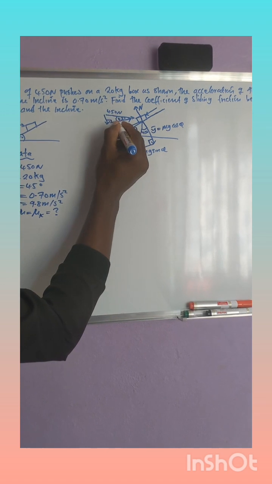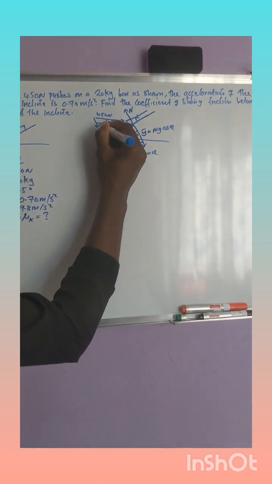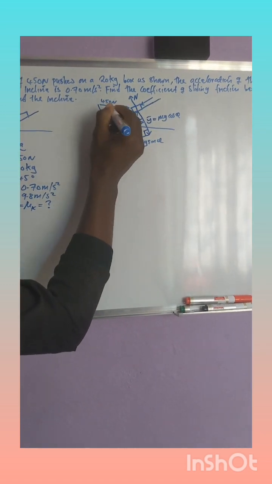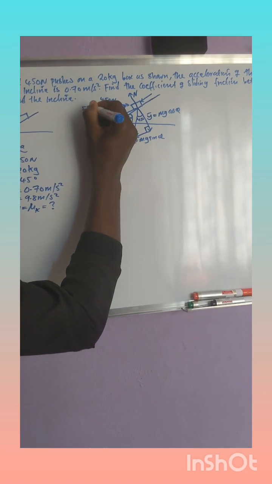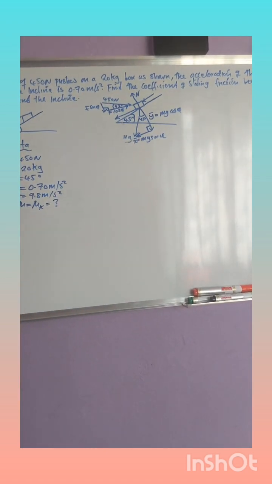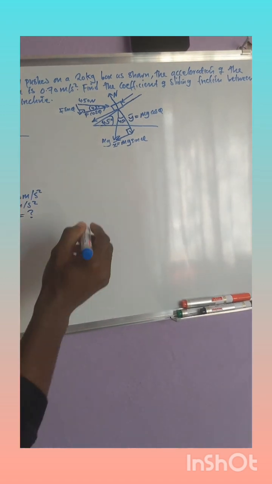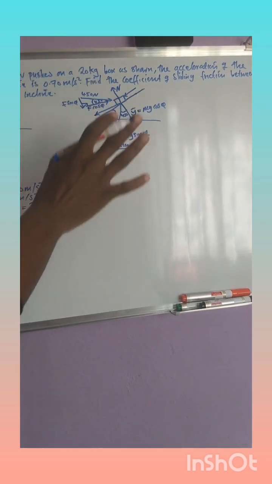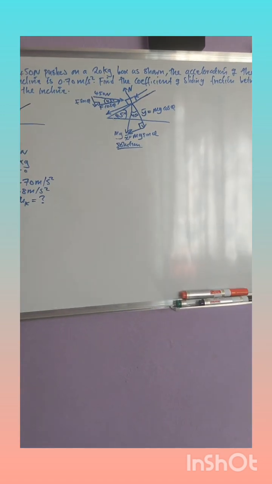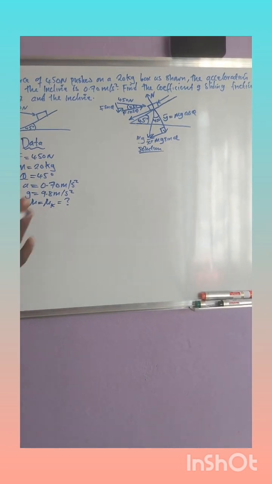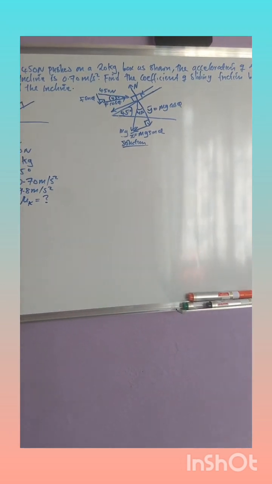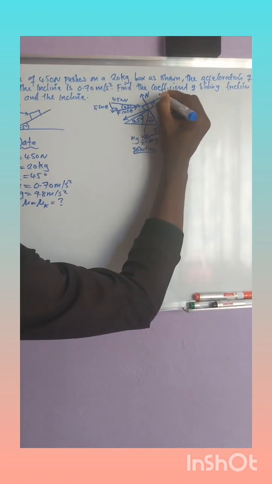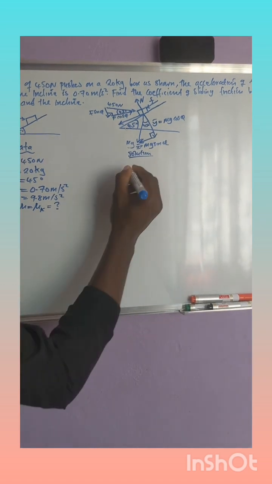To resolve this one, this is going to be the force cos theta, this is going to be the force sine theta. Now, having resolved all the forces acting on this box, we need to find the summation of forces in the x-axis and the summation of forces in the y-axis. So, this is the frictional force.